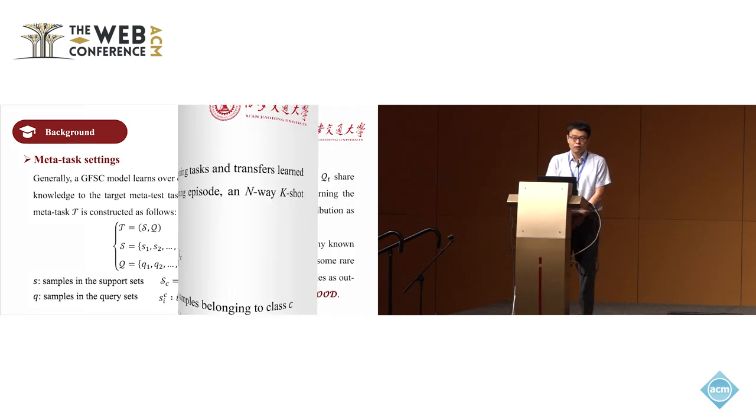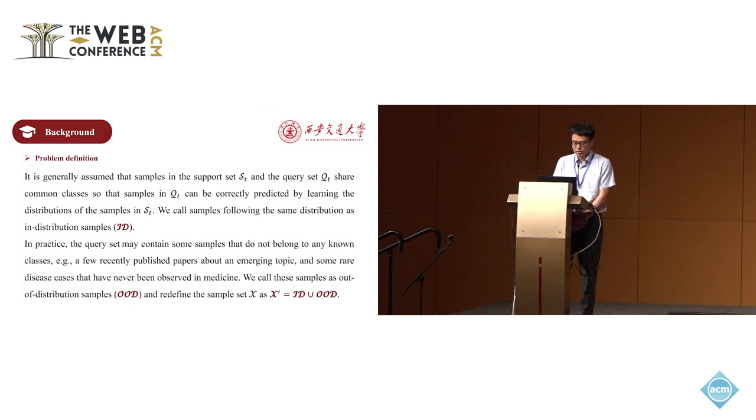target meta tasks. We generally assume that samples in the support set and the query set share common classes, so that samples in the query set can be correctly predicted by learning the distribution of the samples in the support set. We call samples following the same distribution as in-distribution samples. However, in practice, the query set in the meta test tasks may contain some samples that do not belong to any classes in the support set.